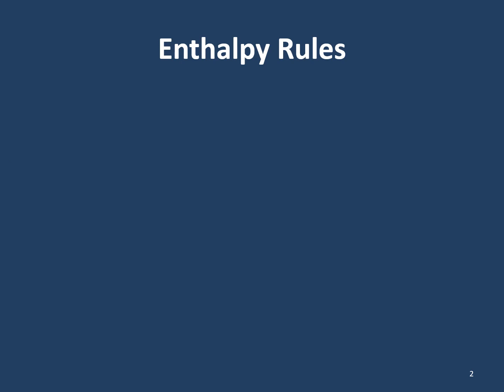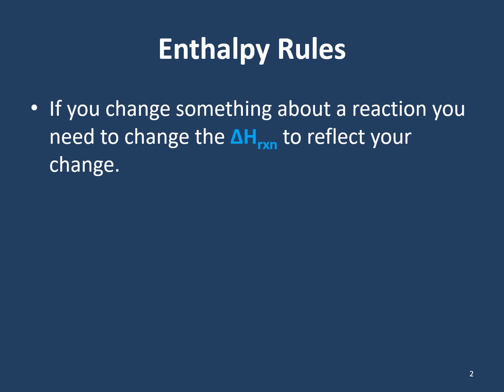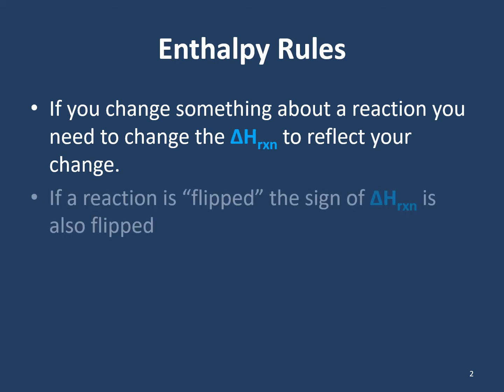Now, we need to understand some of the rules with enthalpy in order to do this. If we change something about our reaction, our delta H of that reaction is going to reflect that change. So there are 3 rules about this and 3 ways we can change our reaction, and therefore 3 ways that will change our enthalpy value. Our first way is if we so-called flip a reaction.